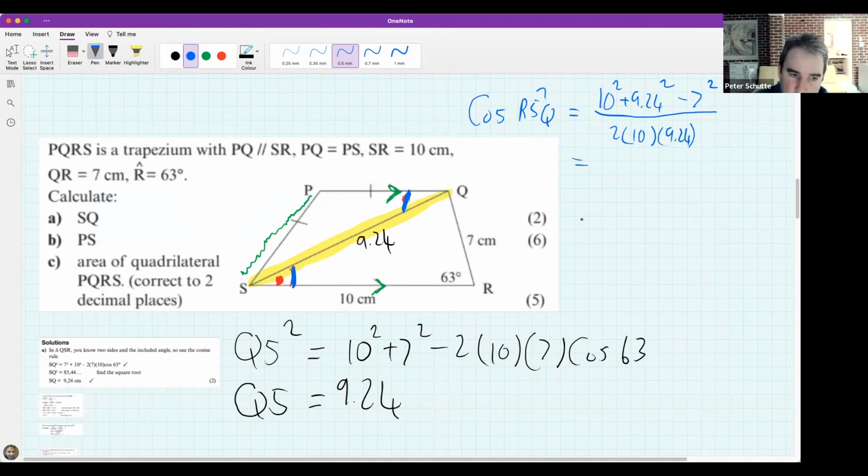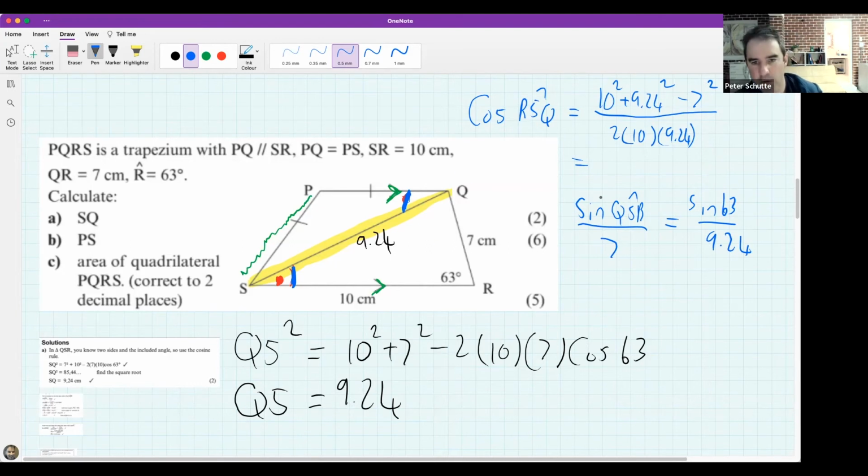Or we could also get it by going the sine of QSR over 7 is equal to the sine of 63 over 9.24. Is that what, yeah, 7 opposite that? Yeah. So both of those ways could get us to the final answer. It's just a question of which one you prefer. Now, I'm going to give you some time to try and work out what that value is.